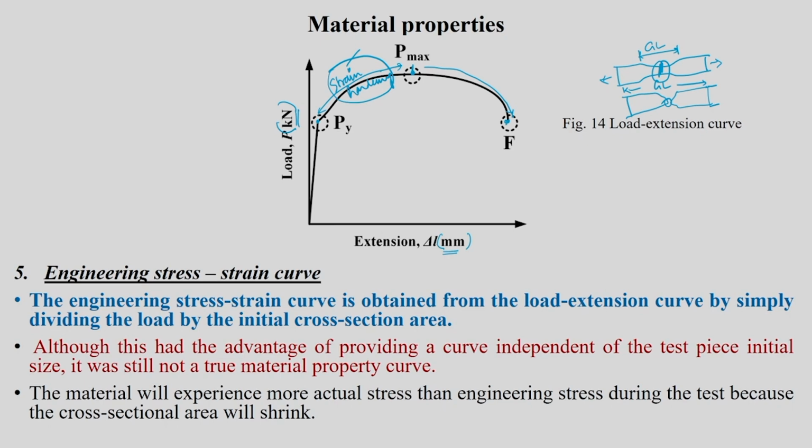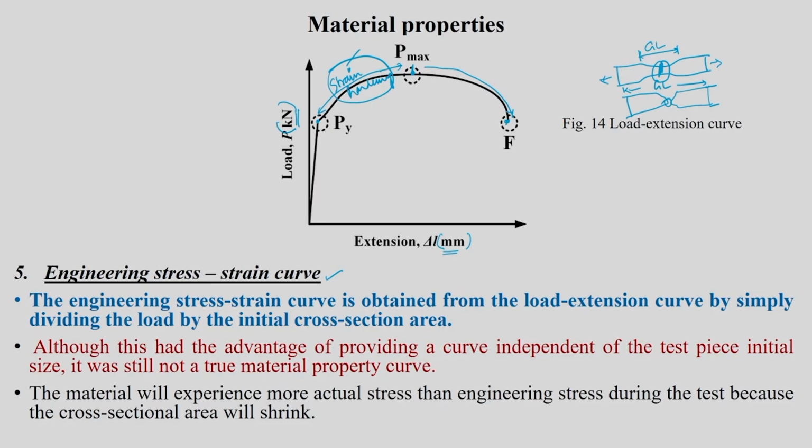Now this load displacement graph, or load extension graph, is just one stage that the machine is going to give you. This load displacement graph may not be sufficient for further analysis, so we introduce something called the engineering stress strain curve. The engineering stress strain curve is obtained from the load extension curve by simply dividing the load by the initial cross section area. This load divided by initial cross section area gives you engineering stress. We will see that formula later.